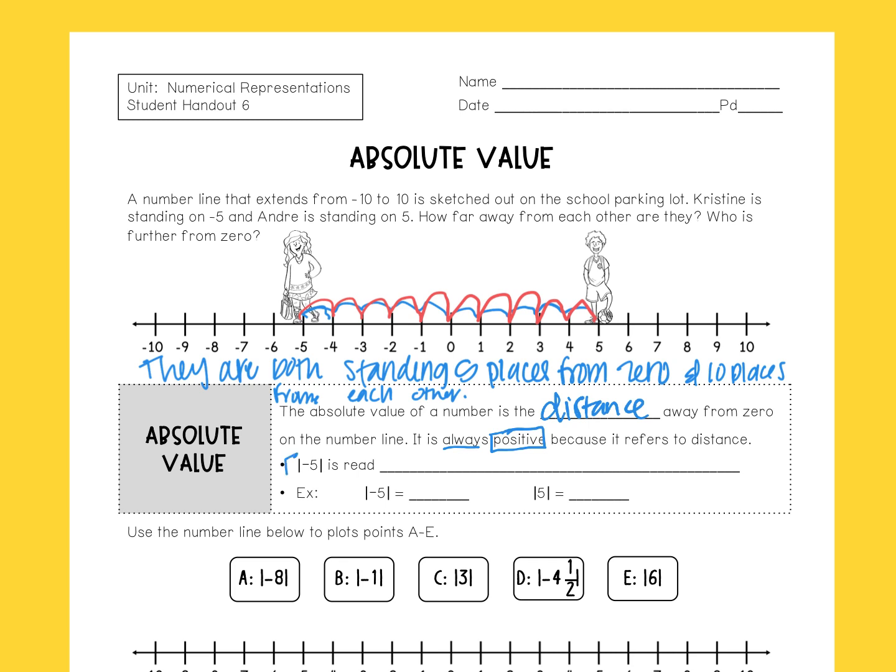So if you look right here, this is read as the absolute value of -5. So the absolute value of -5 is 5. If Christine is standing at -5, her absolute value, the distance away from 0, is 5. And the absolute value of 5 is also just 5.